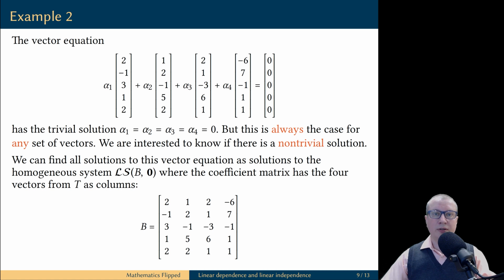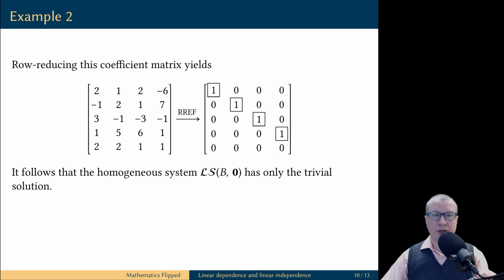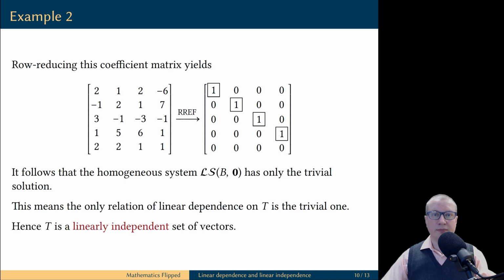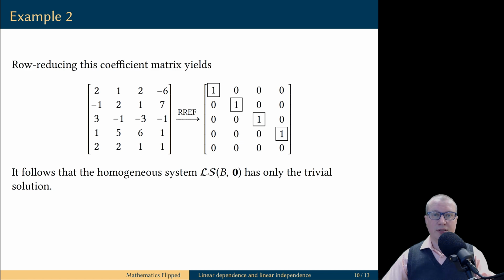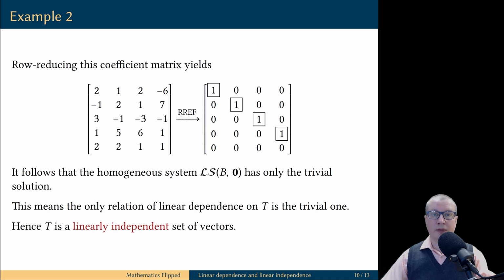Similarly to the first example, we use the given vectors to construct the coefficient matrix, and we look at solutions of the corresponding homogeneous linear system. We reduce the coefficient matrix, and now we see that every column is a pivot column, every variable is a dependent variable, and there are no free variables. This means the homogeneous linear system with this matrix as the coefficient matrix has only the trivial solution. And therefore, there is only the trivial relation of linear dependence on the set T. This means this set T of vectors is linearly independent.